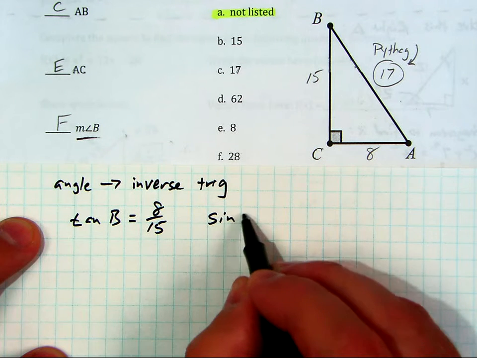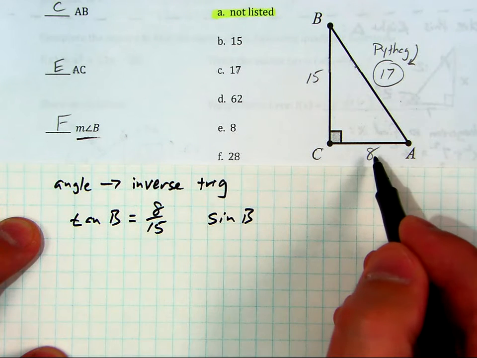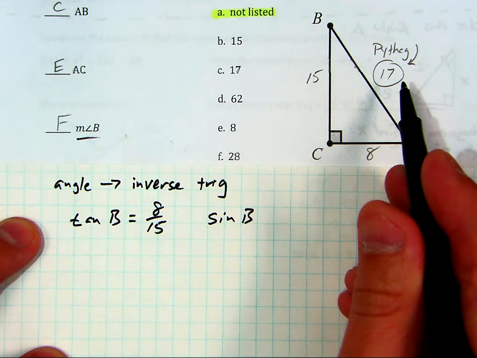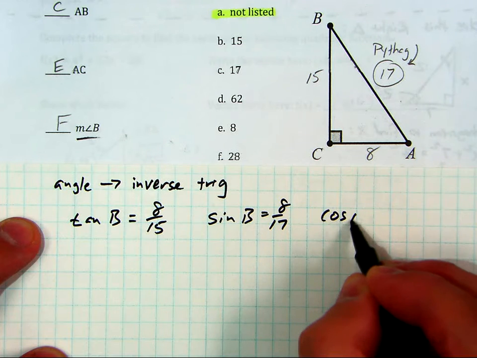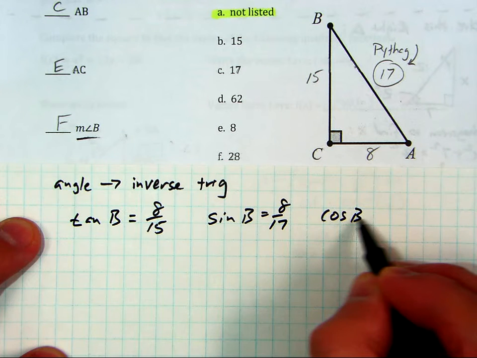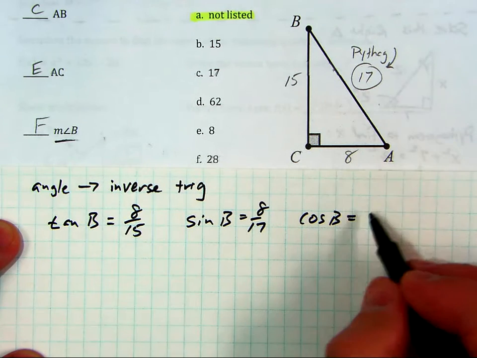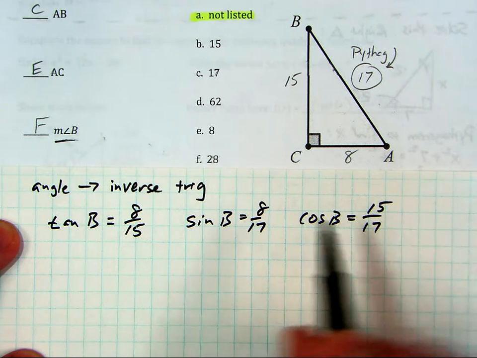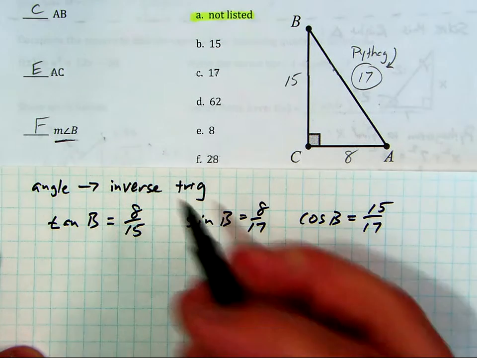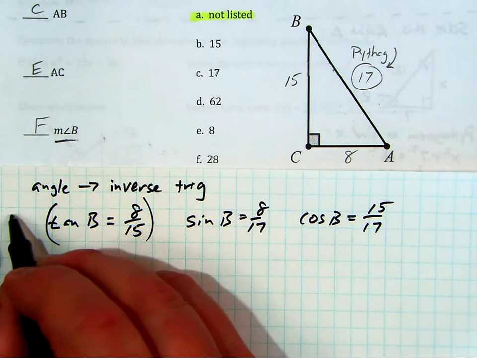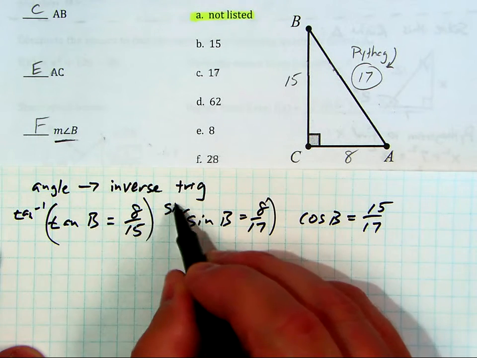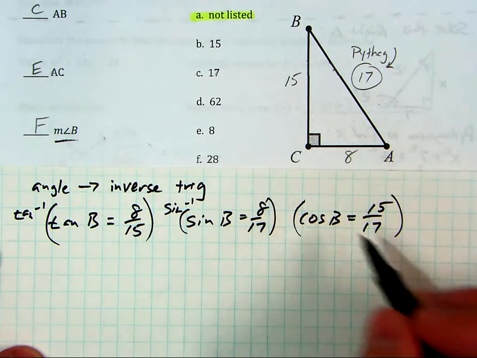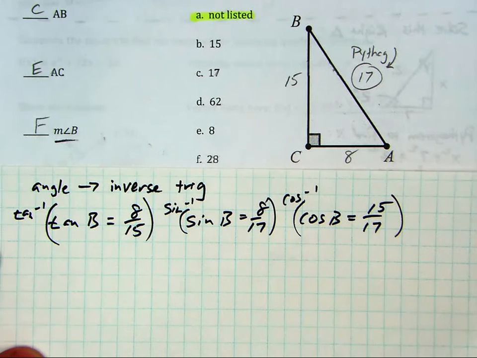What's the sine of angle B? Go ahead, say it. 8/17. Very good. And what's the cosine of angle B? Good, 15/17. Now, to take the inverse of each of these, I just want you to write one time out here tan inverse. Around this one, you're going to do sine inverse. Around this one, you're going to do cosine inverse.